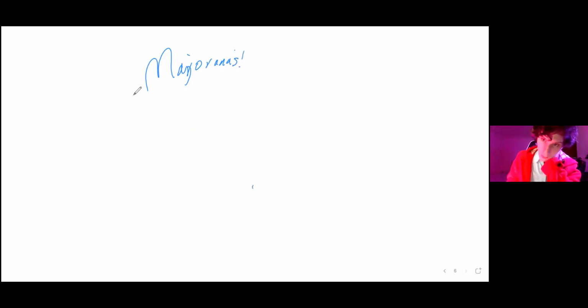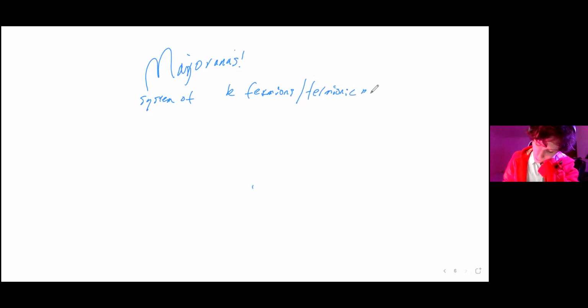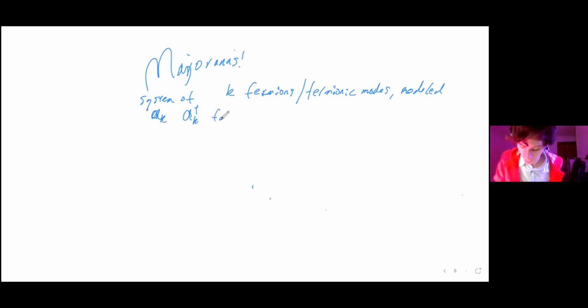First of all, I'm going to note that if we have a system of K fermions, well, fermionic modes, let's say, this is modeled by having annihilation and creation operators for K equals 1 all the way up to n, and these are fermionic operators, so these anti-commute.